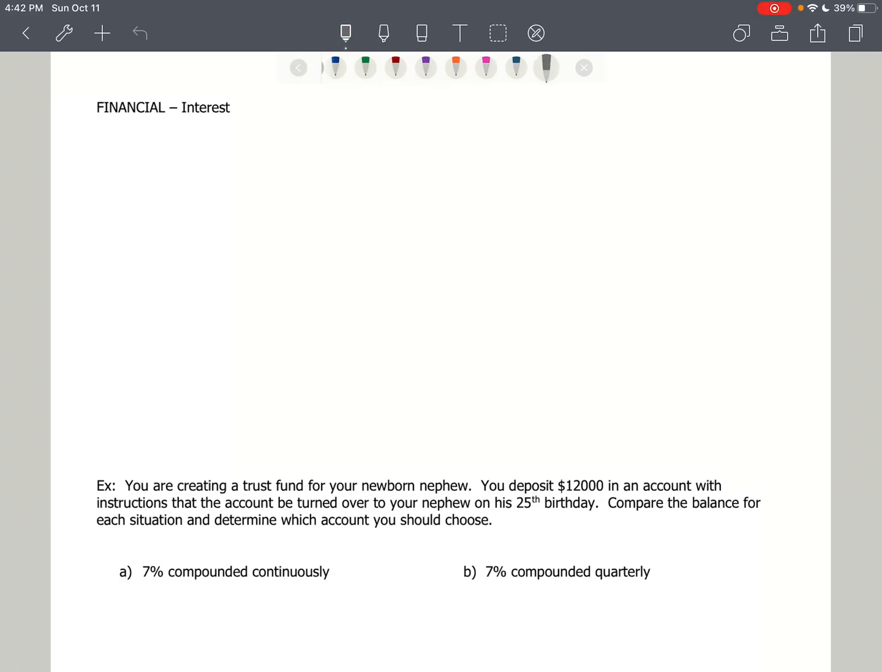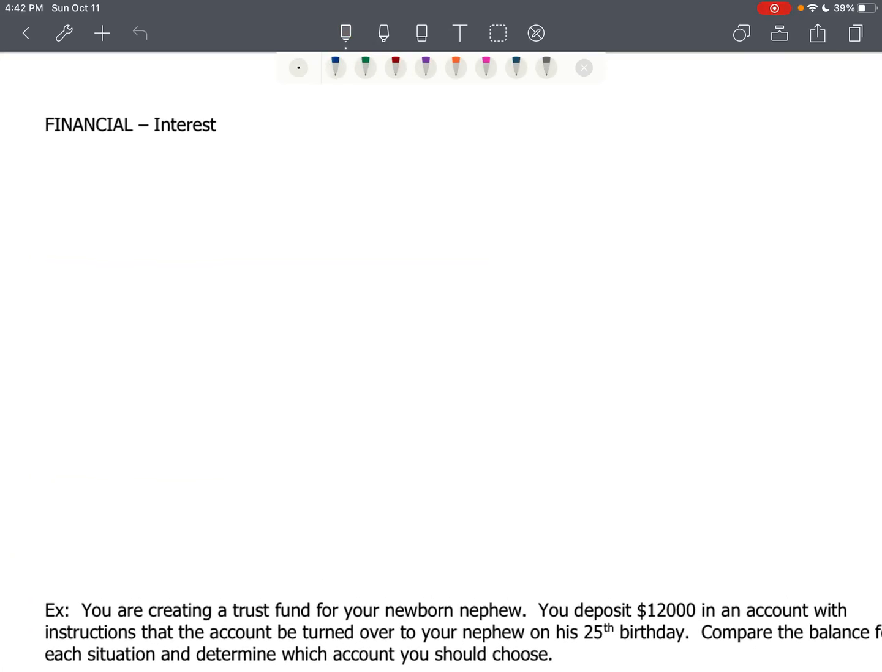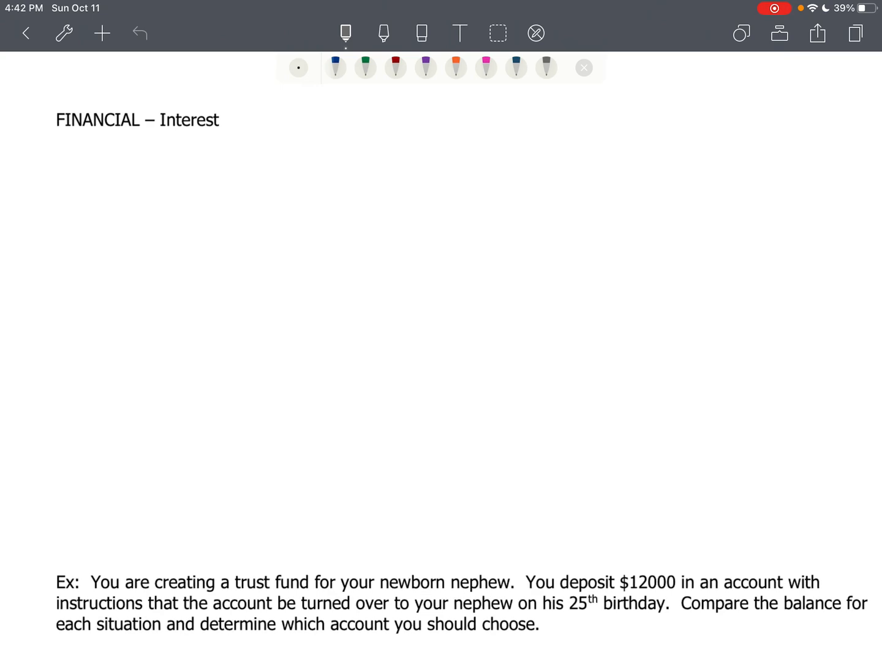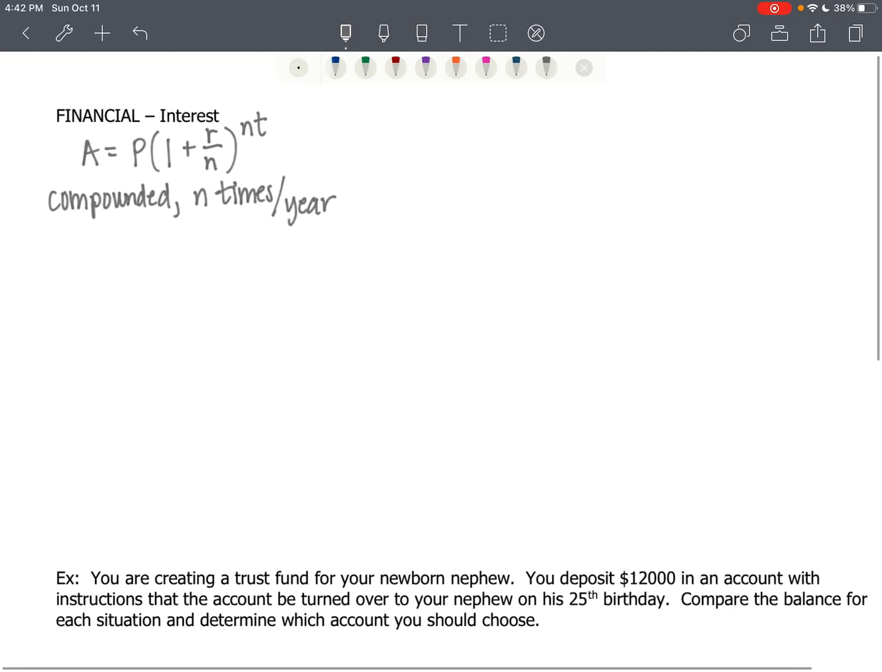There are two formulas that we need to know for our financial interest problems. One of them is A equals P times the quantity 1 plus R over N raised to the NT power. This is the formula when we are compounding money, compounding interest, N times per year. So you might remember that. Hopefully you do remember that, because that's a pretty major formula for college algebra.